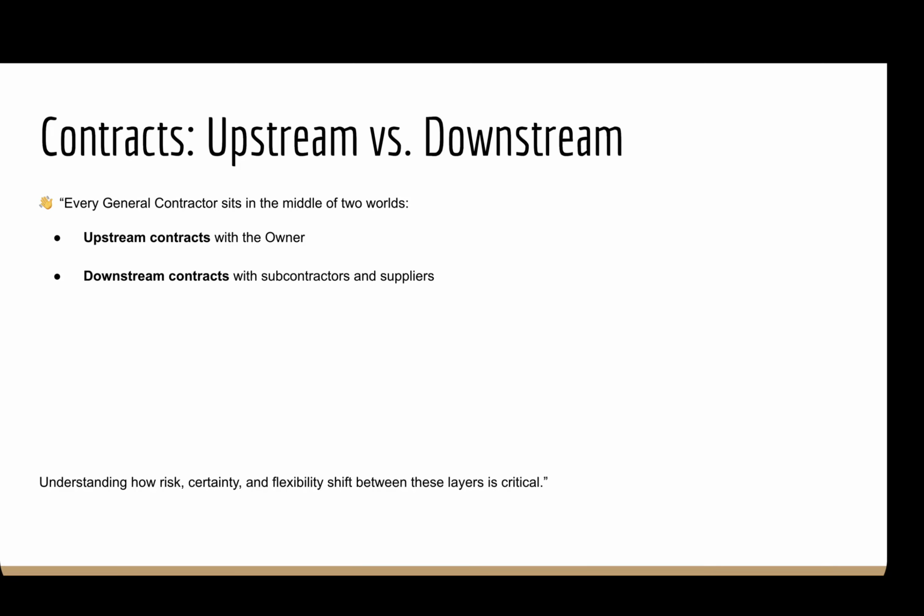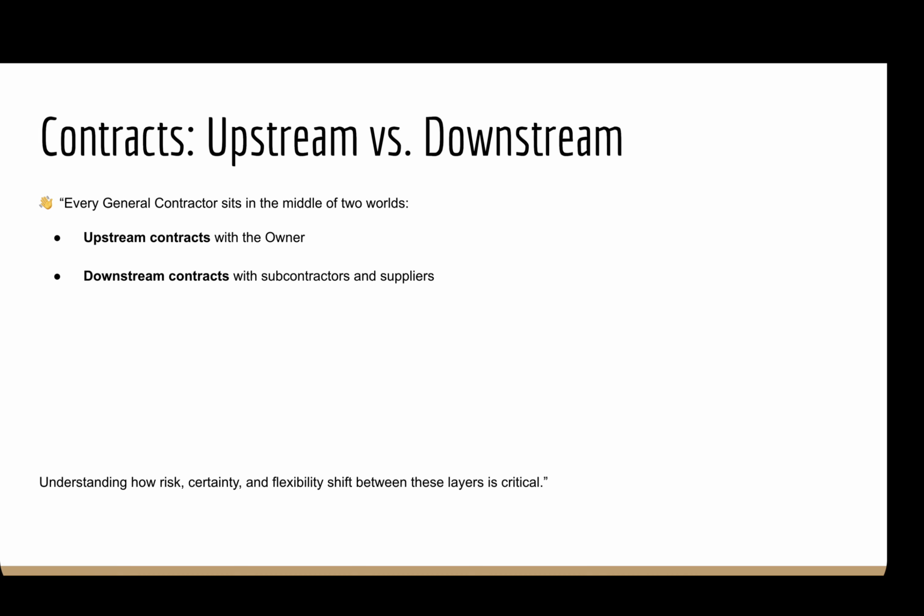Every general contractor sits in the middle of two worlds: the upstream contract with the owner and the downstream contract with the subcontractors and suppliers. One of the most important things to understand in project controls is how risk, certainty, and flexibility shift between these layers. Here's the big picture.